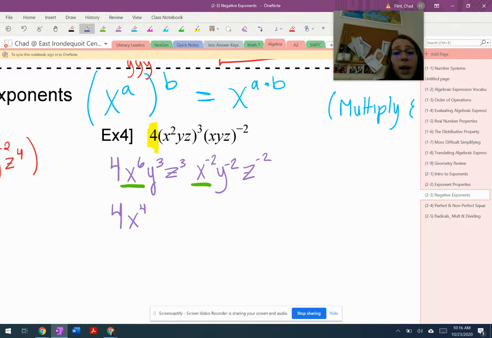Then I have my y's. I have y cubed and y to the -2. 3 plus -2 is a +1.